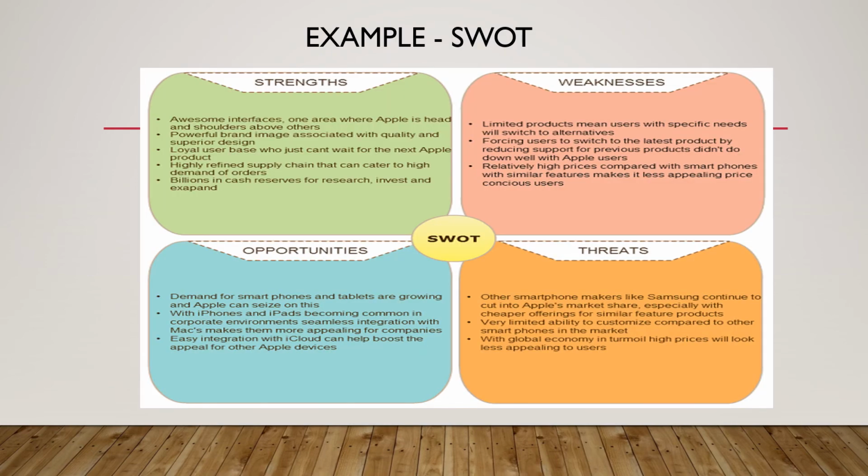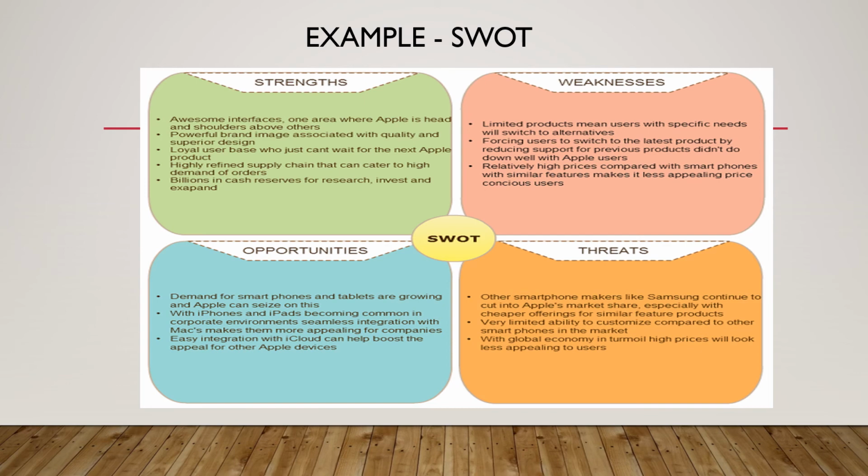So shall we look at an example? In terms of Apple, the strength of Apple is that Apple has awesome interfaces. They have a powerful brand image associated with quality and superior design. Apple has a loyal customer base, and they have a very refined supply chain. Besides that, they have billions in cash reserves for research, investment, and expanding the business. So these are the strengths of Apple, and with that, Apple can continue expanding the business.